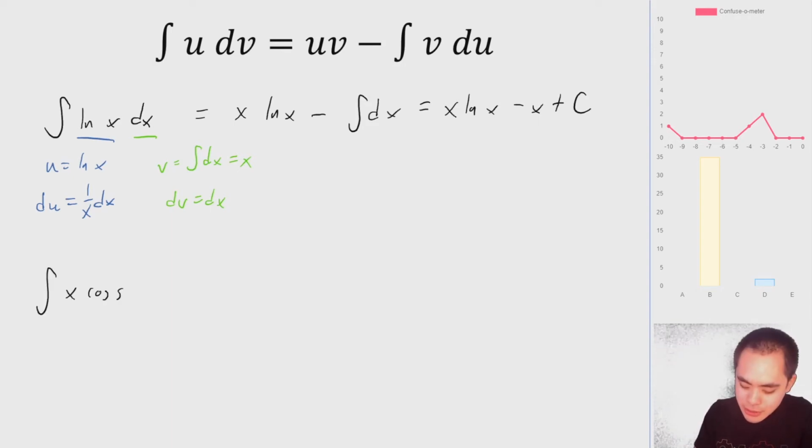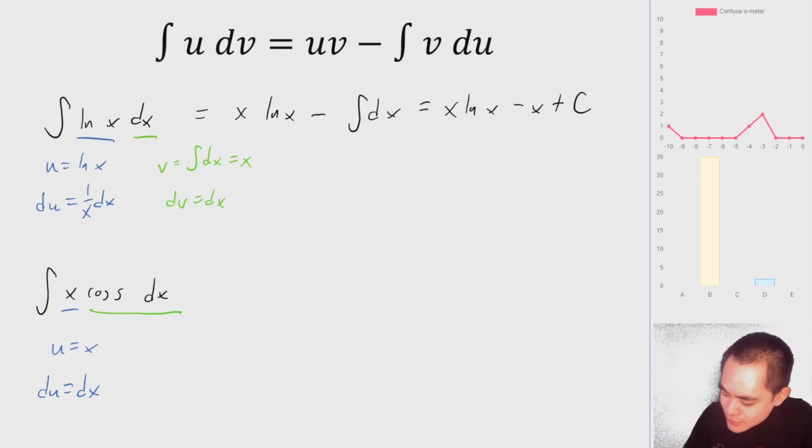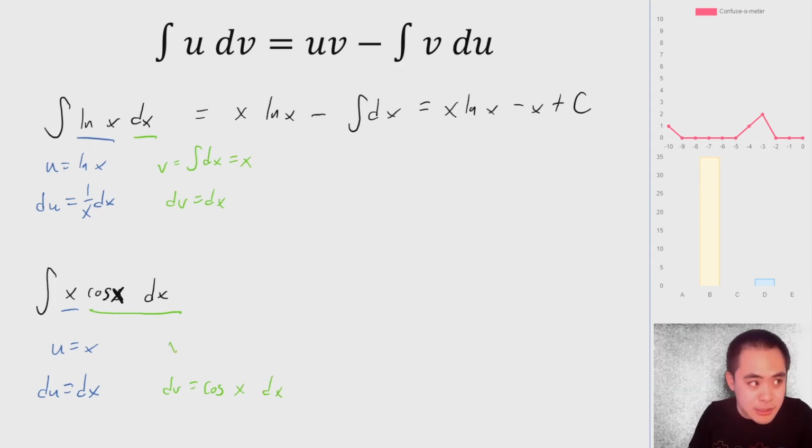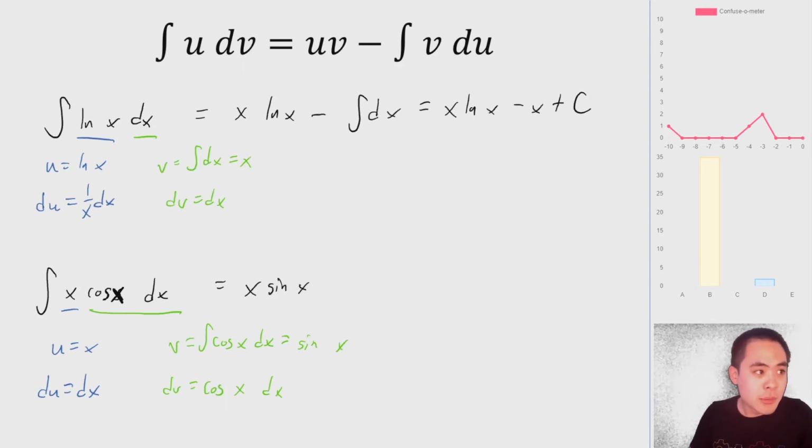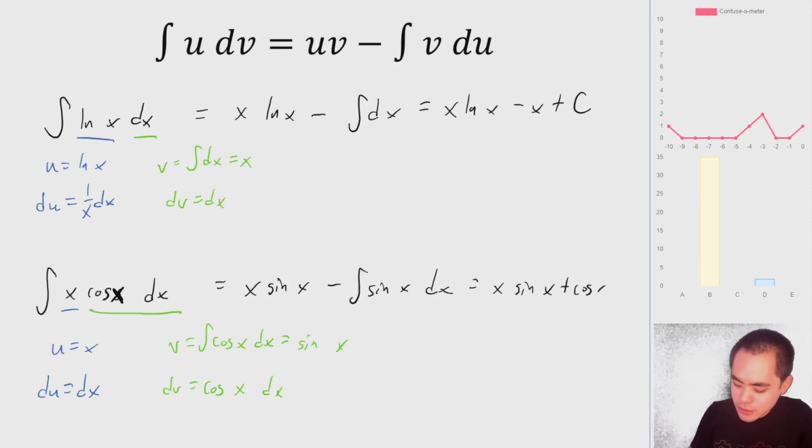So let's say we have x cosine x dx. Well, in this case, a good choice would be u is equal to x, because that's easy to take a derivative of. du is equal to dx. And then, sorry, that was supposed to be an x, cosine x. And so if dv is equal to cosine of x dx, then v is going to be the integral of cosine x dx, which is just going to be sine x. And then you plug in the formula, and then you're done again. So this is going to be x sine x minus the integral of sine x dx. It's going to be equal to x sine x plus cosine x plus c.